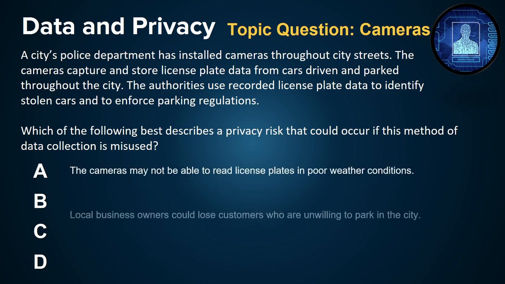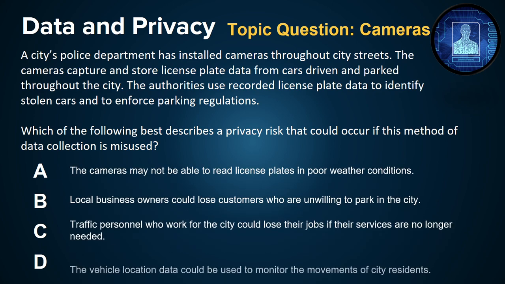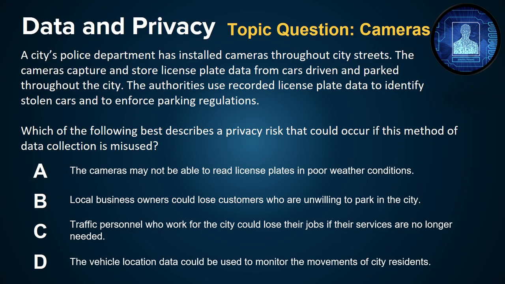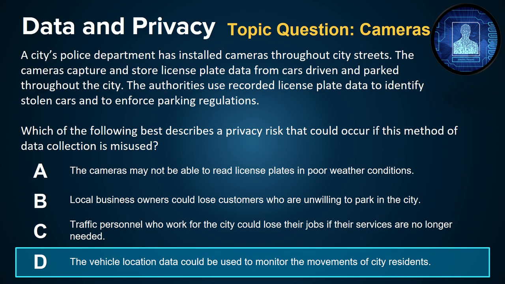This is a question about a police department installing security cameras around the streets, which could store license plate data from cars that are driven and parked. What might happen? If someone wanted to, they might be able to look at the movements of city residents.